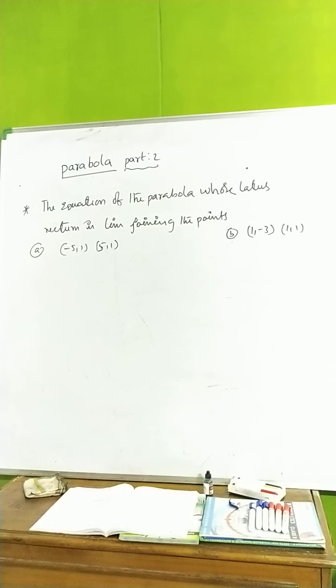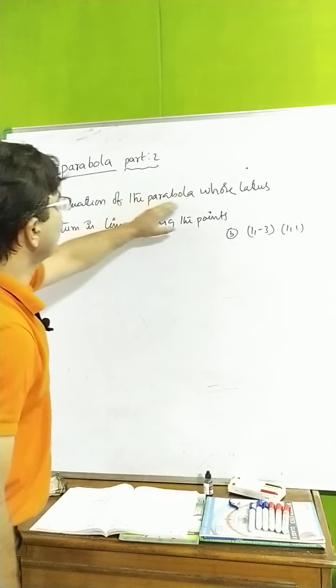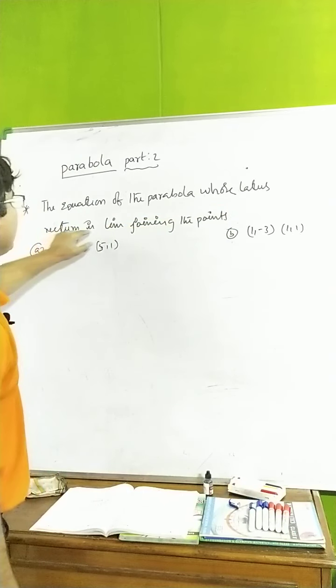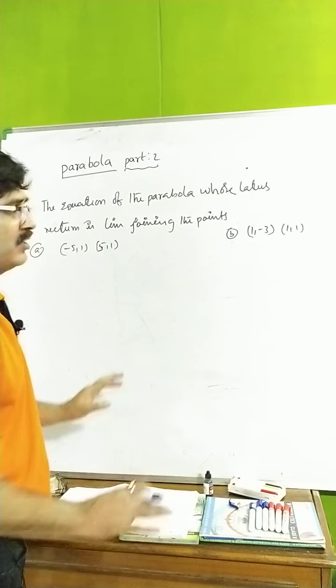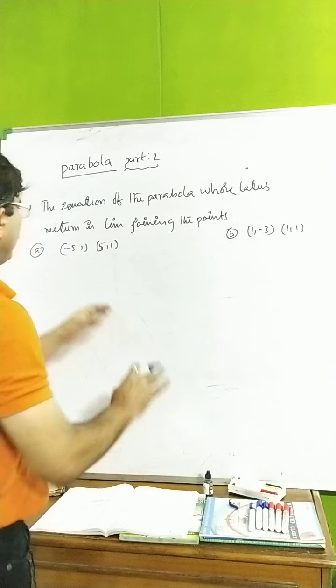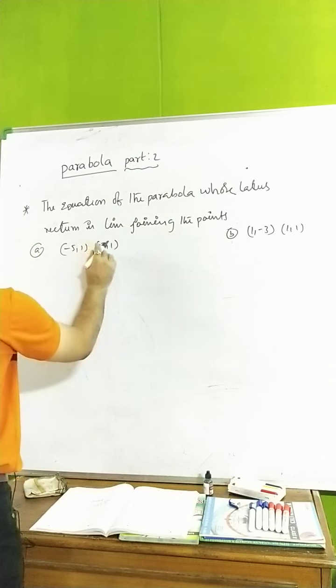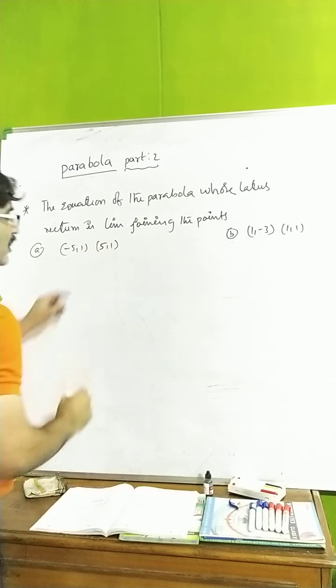Now it is time to analyze the given things. The equation of the parabola whose latus rectum is a line joining the points. I have taken two examples for better understanding. Here what he has given: minus 5 comma 1, and the other one is 5 comma 1.